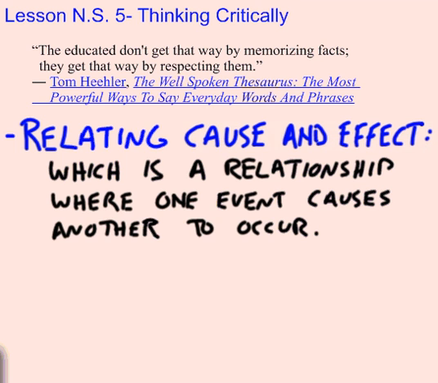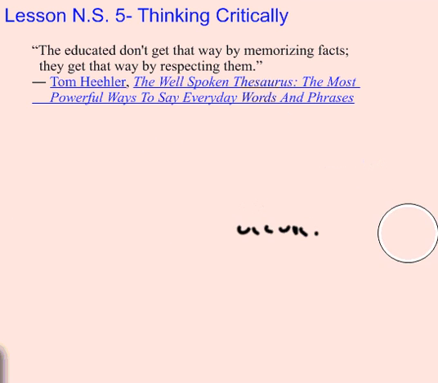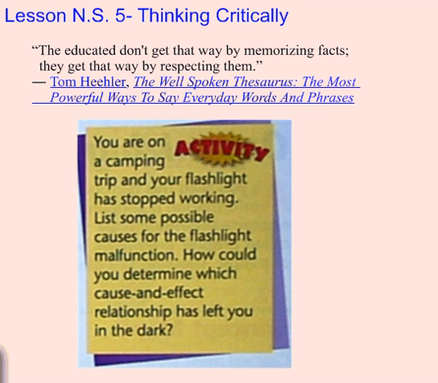So let's do another example. You're on a camping trip and your flashlight has stopped working. List some possible causes for the flashlight malfunction. How could you determine which cause and effect relationship has left you in the dark? So think about it. What could be the things that are wrong?